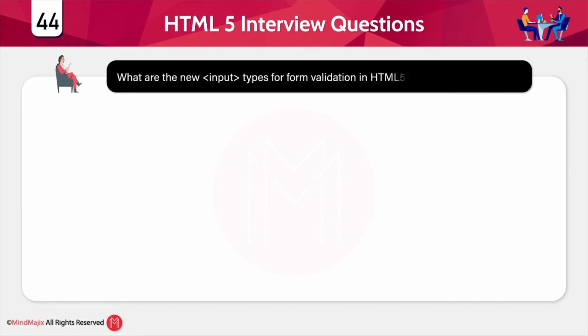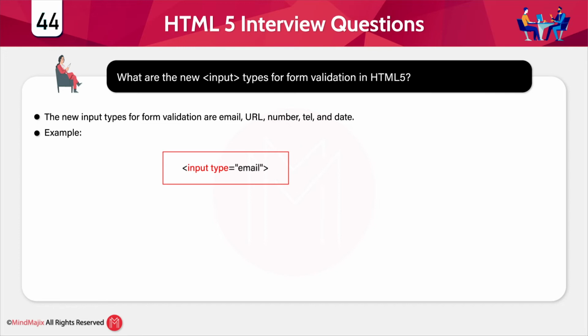What are the new input types for form validation in HTML? Input type equal to email: the @ symbol is mandatory. Input type equal to password: the entered password will be masked. There are different input tag type values, like email, number, text, password, range, telephone. These are all what we discussed just before, right?